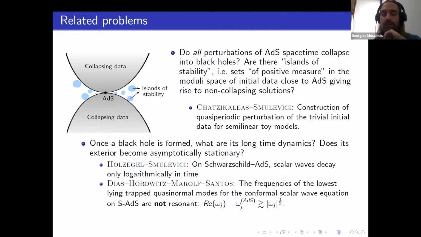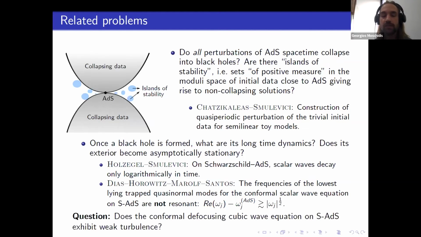Of course, this does not settle the question. Based on this observation, that paper actually conjectured that Schwarzschild AdS could be stable for large timescales. But in fact, there is more room for instability there. One can look at different modes which are not the lowest lying ones, or interesting phenomena could happen at a timescale which is slightly longer than the perturbative timescale. But a good toy question to study, which would help understand what happens to the perturbations of Schwarzschild AdS, is understanding the properties of the conformal defocusing cubic wave equation on Schwarzschild AdS. And in particular, understand whether this equation exhibits weak turbulence or not.